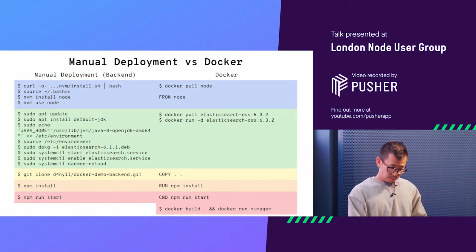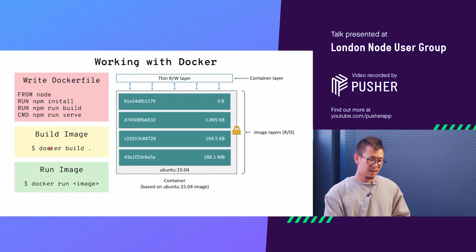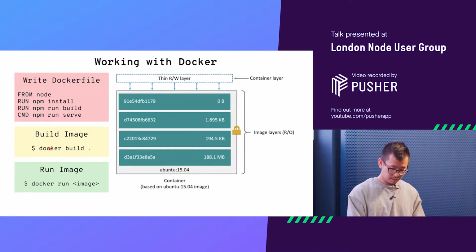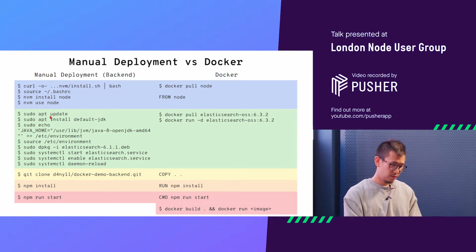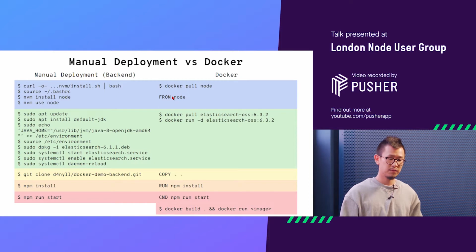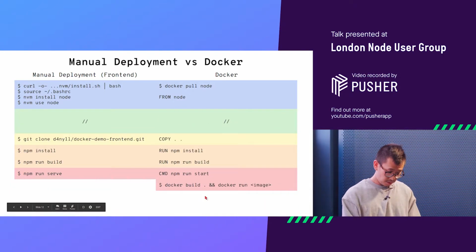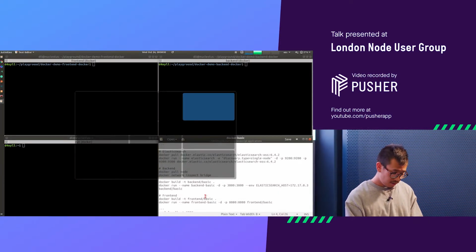So let's go back to our application and see how we can deploy it using Docker. And as you can see, all you need to do is docker build and docker run. So instead of running all the node installation script yourself, you can just pull in one that is already made for you from the Docker Hub. The same thing for Elasticsearch. You don't need to do anything, just pull it down. And yeah, I'll show you how to do it in my other workspace.